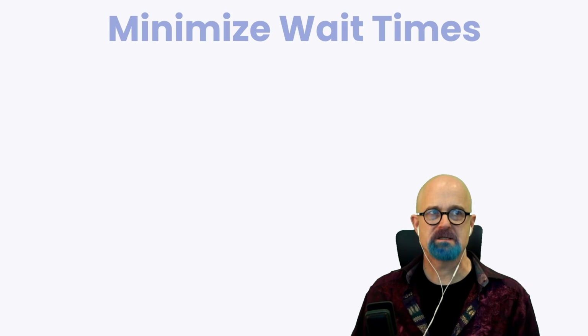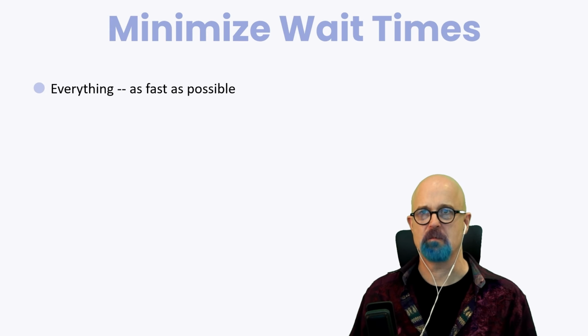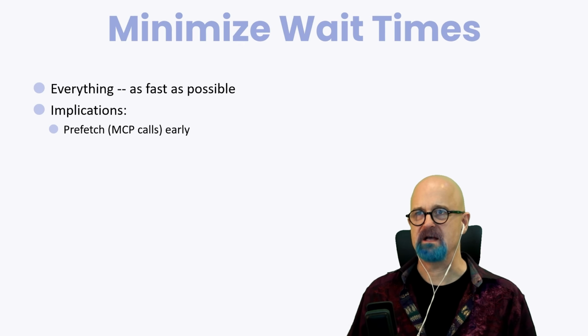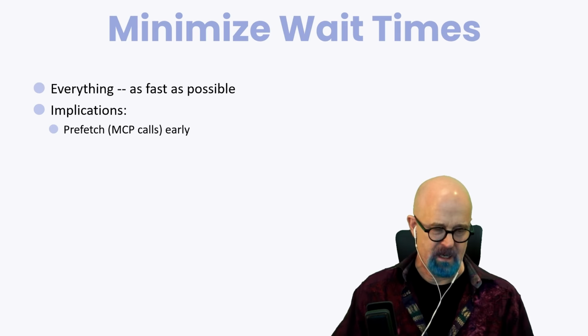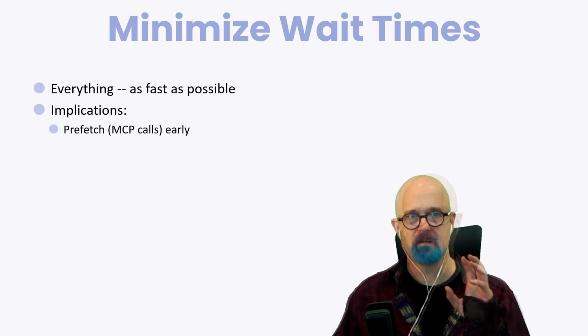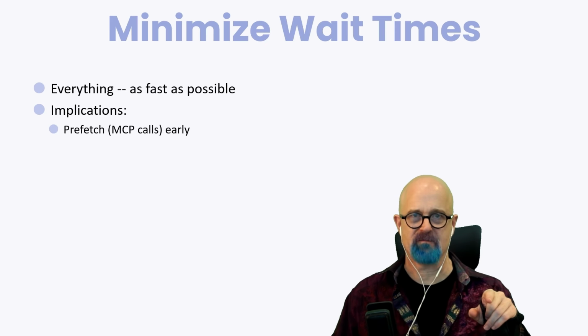You want to minimize wait times. We're talking about everything, and you want to do it as fast as possible. What are the implications of this? Well, you want to prefetch your MCP calls early. You've got an MCP server that gives you a list of potential documents that could match a query. You want to run that as soon as you have the text back from Azure.